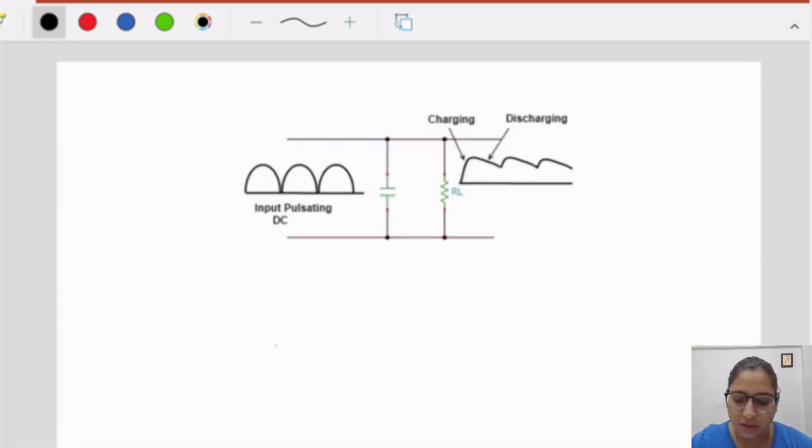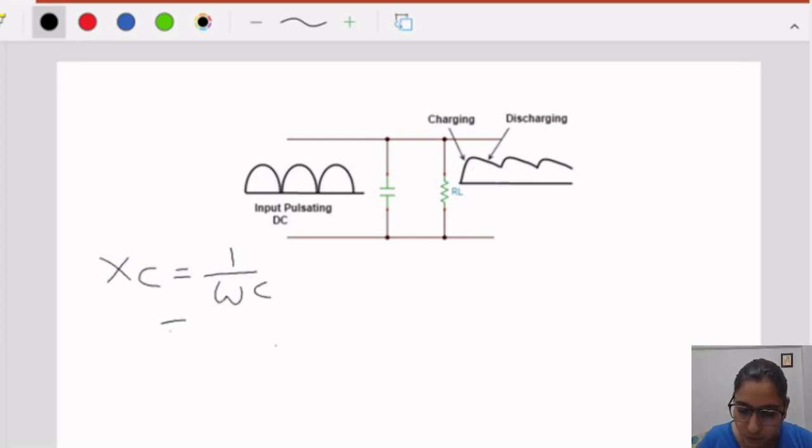So, this is the circuit structure of the capacitive filter. Here we can see that a capacitor is connected in parallel to the load resistor RL. Before we go through the circuit, we will discuss the capacitive reactance, which is XC. XC is nothing but 1 upon omega C. Omega is the angular frequency, which is 2 pi f. So, XC is 1 upon 2 pi fC. Here f is the frequency term.